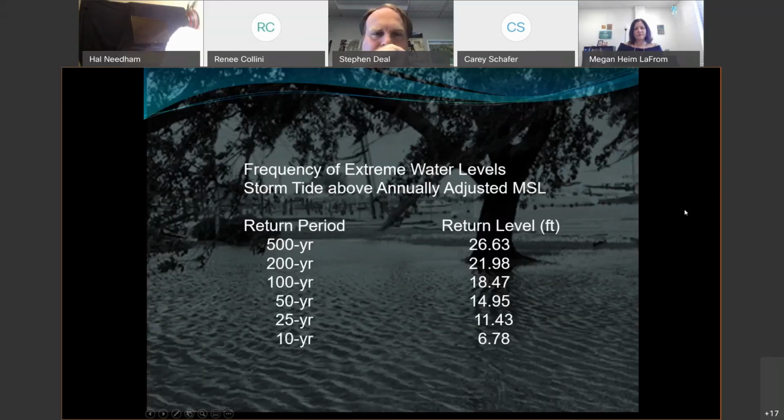All right, so now I'm on a slide that's showing the frequency of extreme water levels. Is that the one with the graph there? No, that's where I was. I can go back to that one. Oh, okay, I see. I'm trying to log in the other computers.